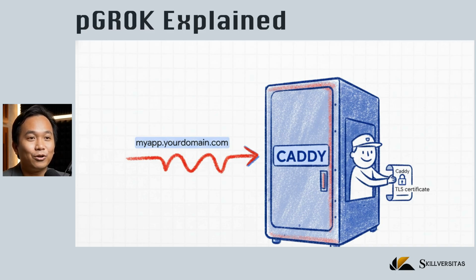So when you create a new tunnel for, say, myapp.yourdomain.com, Caddy automatically goes out, gets a TLS certificate for it, and gets it all configured. It even has fallbacks to ZeroSSL just in case, so you're always covered.